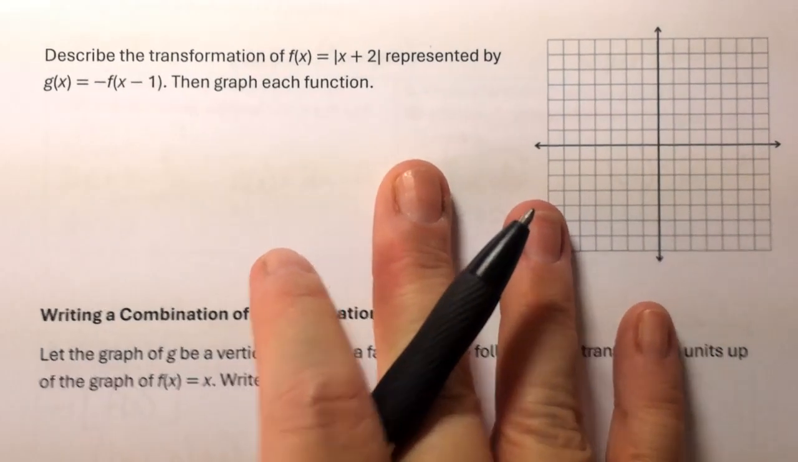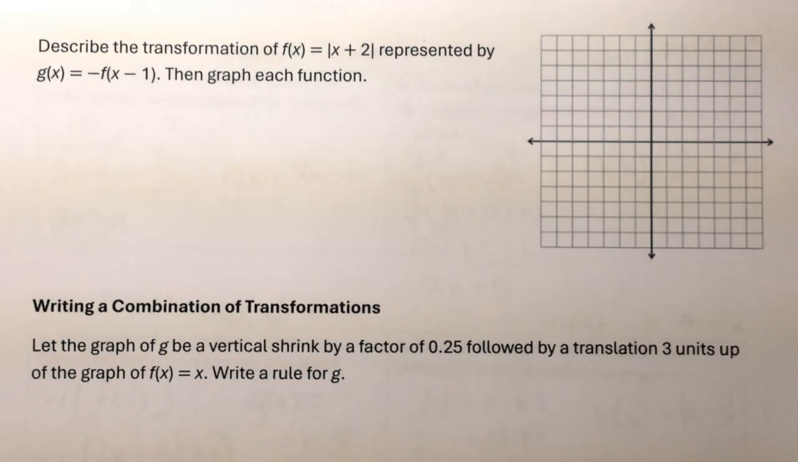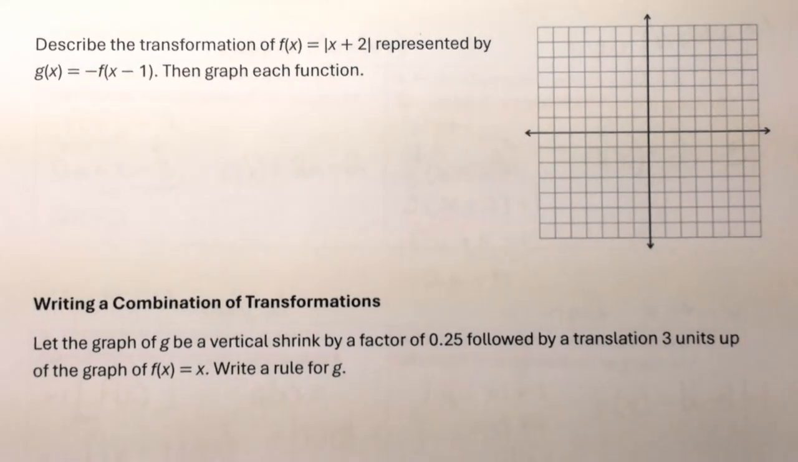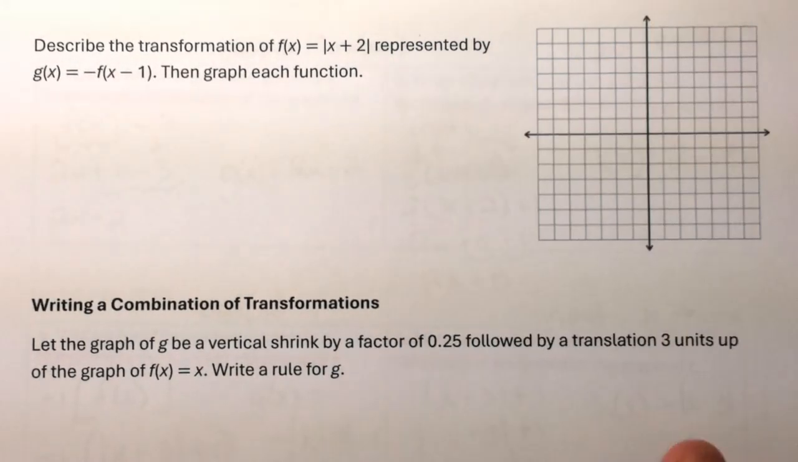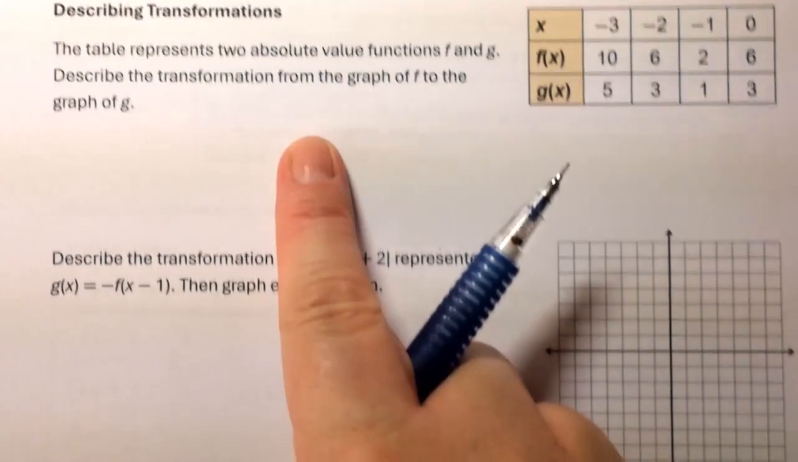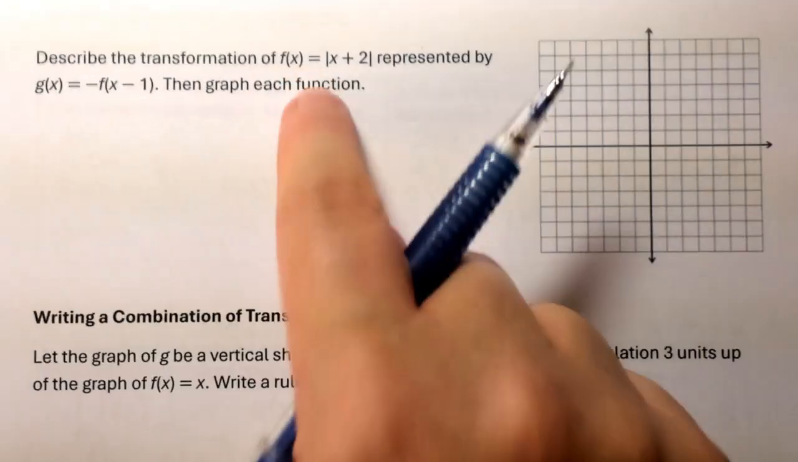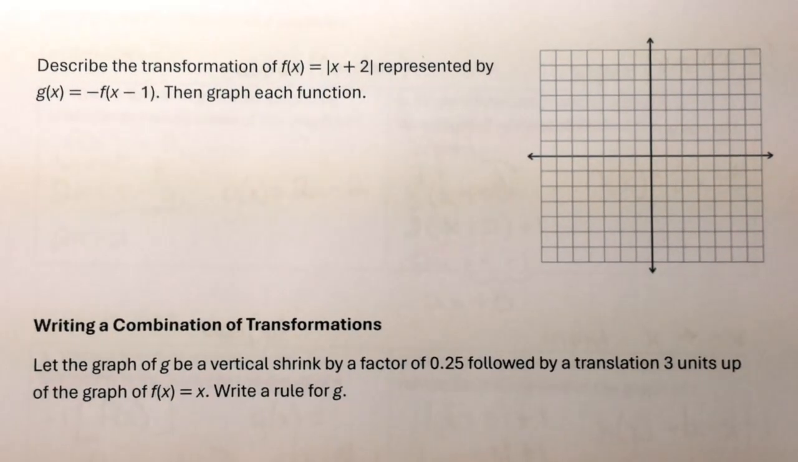Okay, so let's go here. We're going to describe the transformation of f of x equals the absolute value of x plus 2 represented by negative f of x minus 1, and then we're going to graph each function. Fun, fun, fun. All right, so let's start off with our parent function. Why did I skip this one? Oh, well, we'll go back to that one.